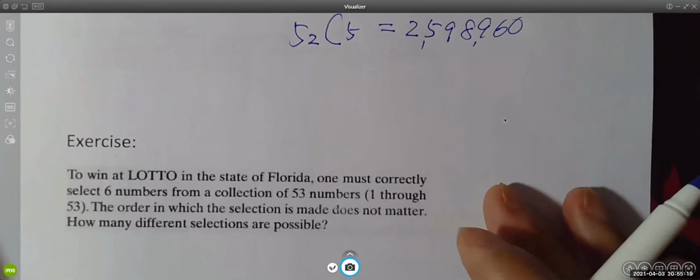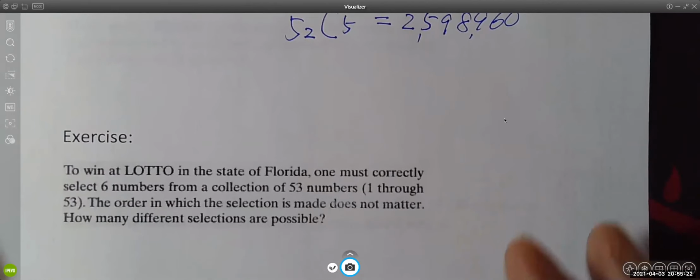Now let's look at another one. To win a lotto in the state of Florida, one must correctly select 6 numbers from a collection of 53 numbers, 1 through 53. In other words, pick 6 numbers out of 53 numbers. The order in which the selection is made does not matter. Again, we are told order doesn't matter among the 6 numbers. In other words, as long as you have the exact same numbers, no matter the order, you win. How many different selections are possible? That means how many unique tickets are possible.